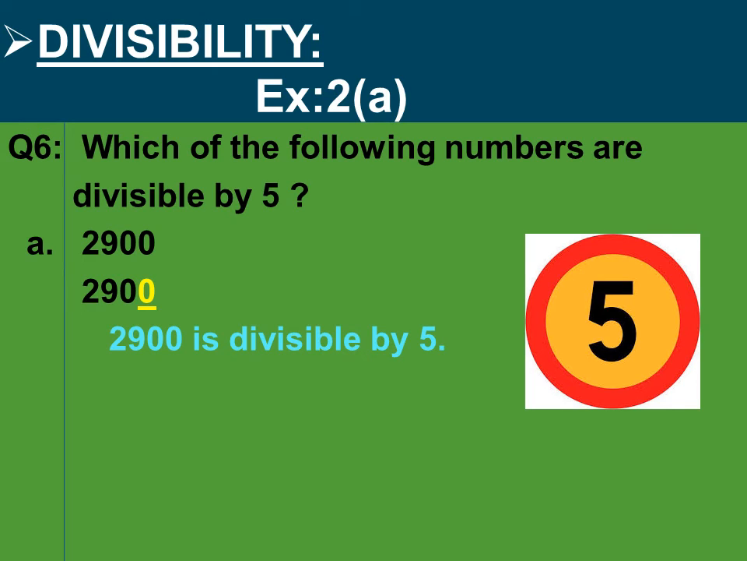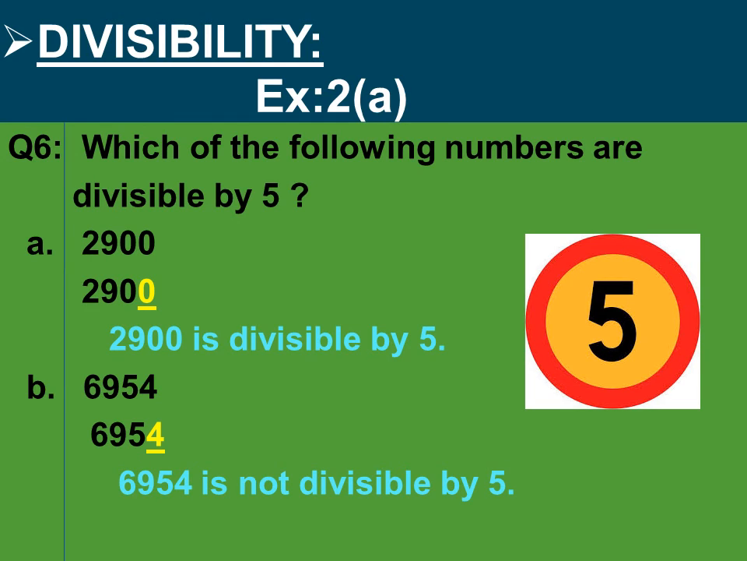Now we will move to the next part of question number 6, that is part B. Dear students, in part B again we have a number having 4 digits. For checking the divisibility of this number for 5, we will check the last digit of this given number. Dear students, when we check the last digit, we have 4. We have 4 in the last digit, which is not the condition for divisibility rule of 5. So the whole number, that is 6954, is not divisible by 5.